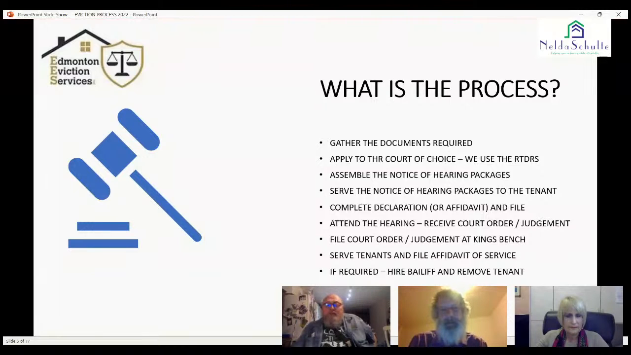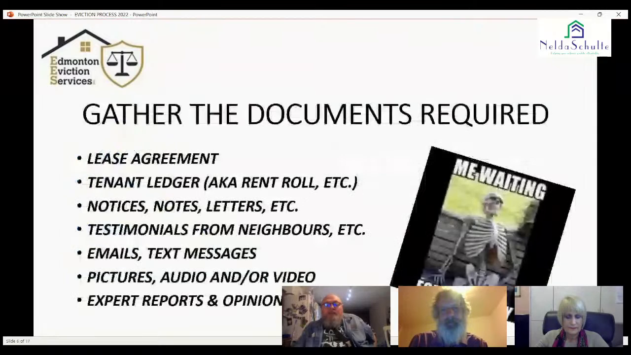So let's explore that a little bit here. Gathering the documents required, the things you need. You should have a lease agreement. I've had plenty over the years that didn't. It was all a handshake, and we were able to proceed as long as there was rent paid at one time. That shows that there was a landlord-tenant agreement. We can prove that they paid rent.